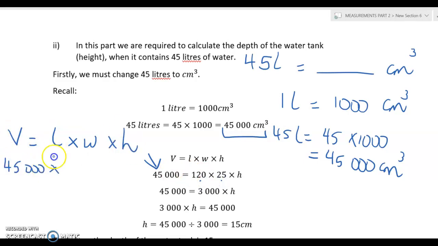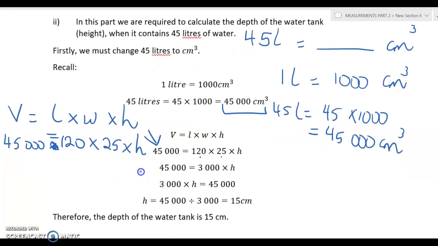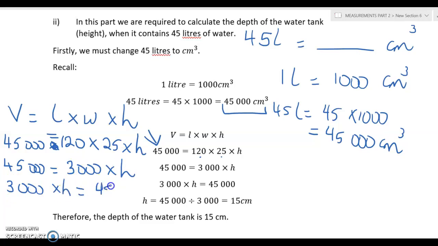So we put that in. Our length remains the same, which is 120. The width remains the same. We want to find the height. And from now, it's just like an algebraic equation. So you get 45,000, and you multiply 120 by 25, we get 3,000 times the height. And just bring across the 3,000 here: 3,000 times h equals 45,000.